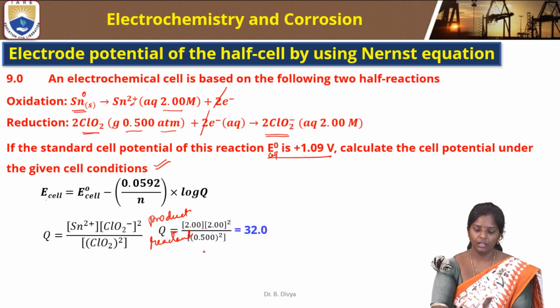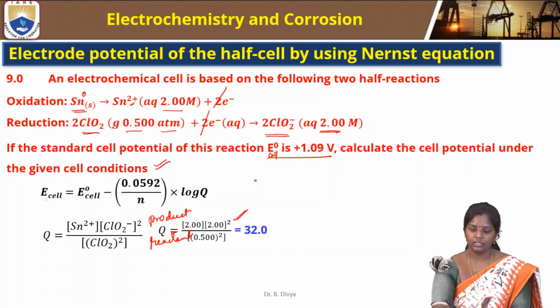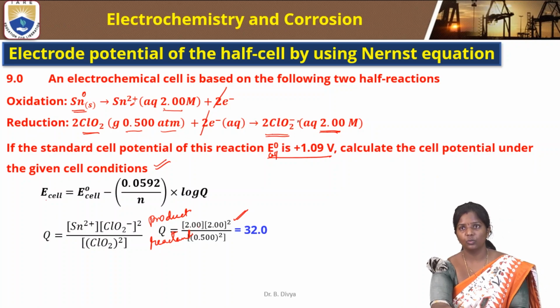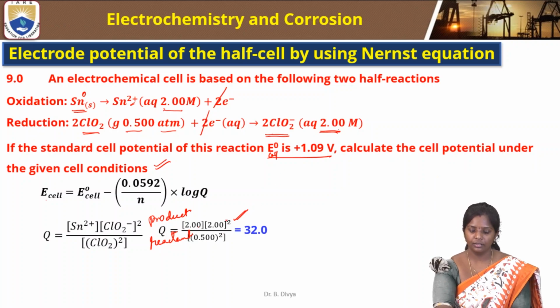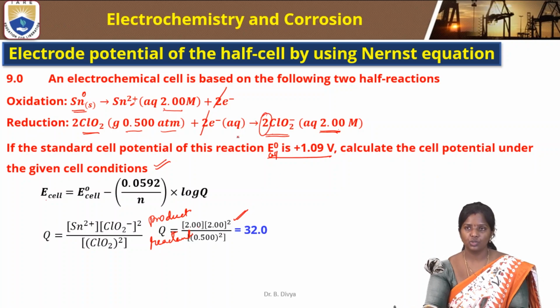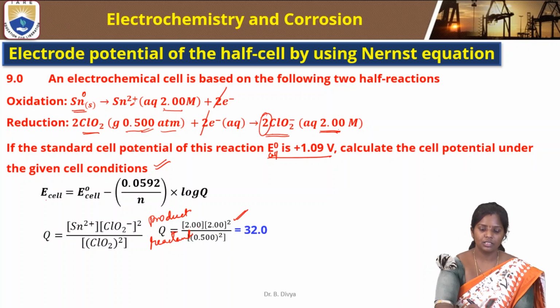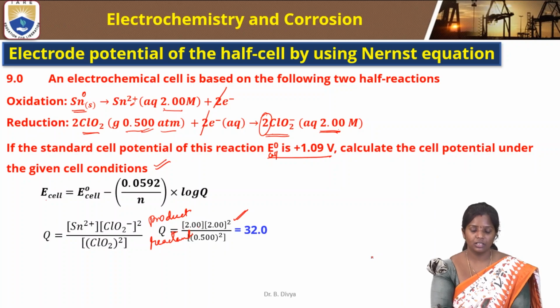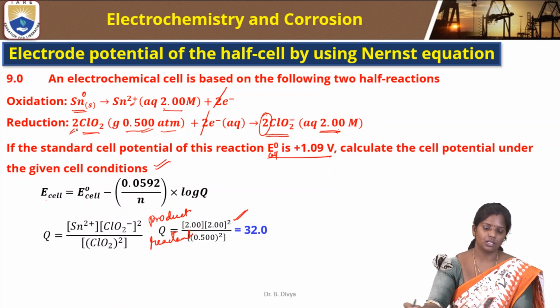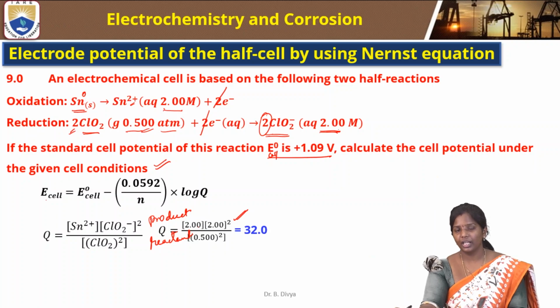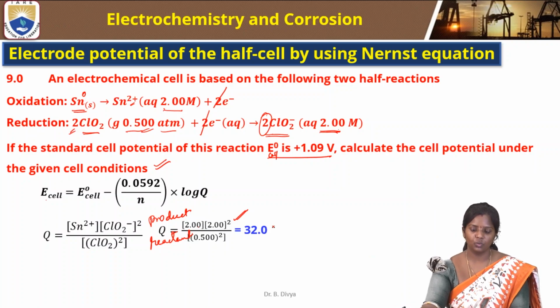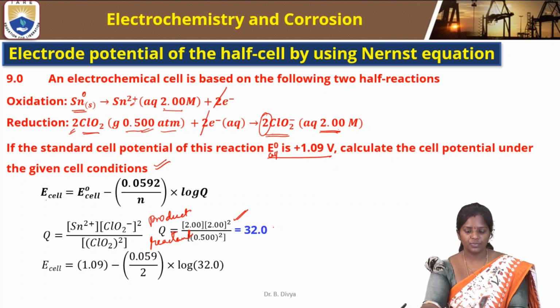So here concentration is considered. The concentration of Sn2+ ions is 2 and the concentration of ClO2 minus is 2 molar, squared because it has a coefficient of 2. This is divided by 0.5, the activity of the gas, and since 2 moles are used, it is squared. So overall we are getting a Q value of 32. So now substitute this Q value in the above equation.